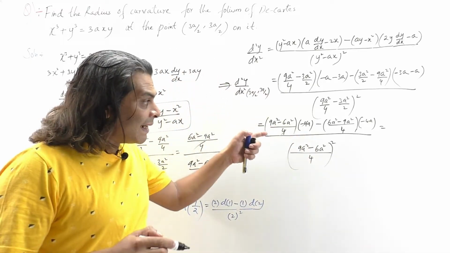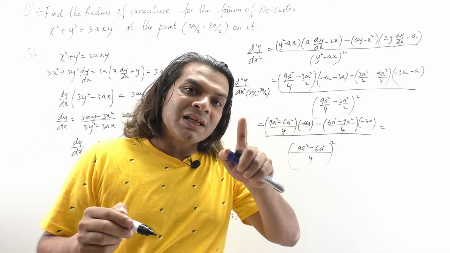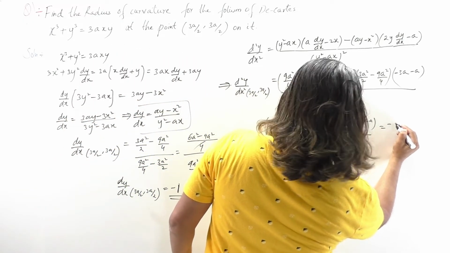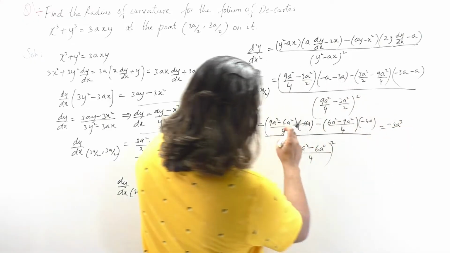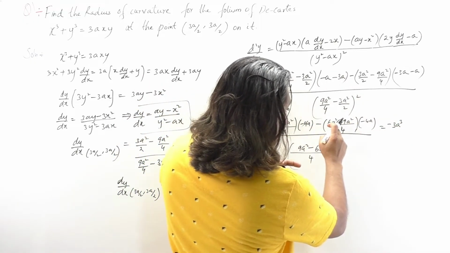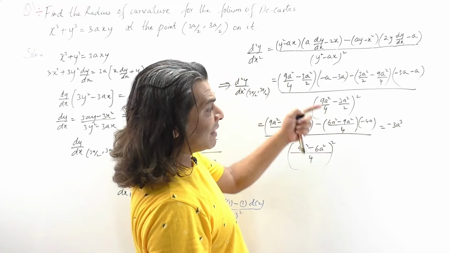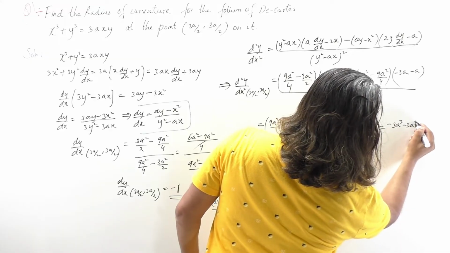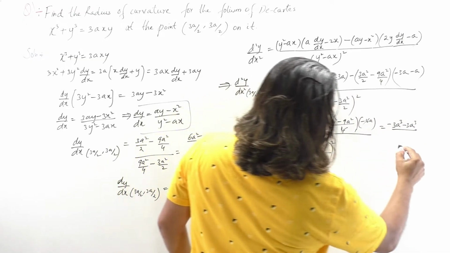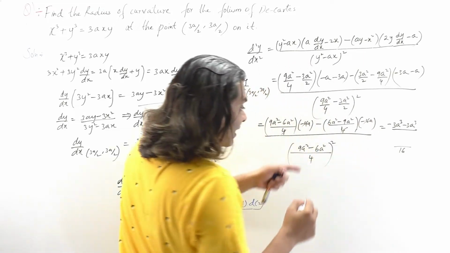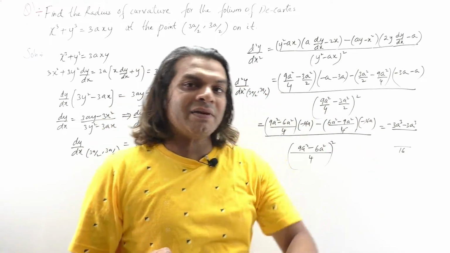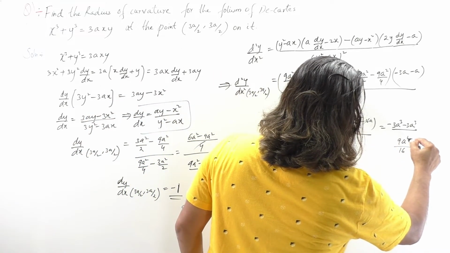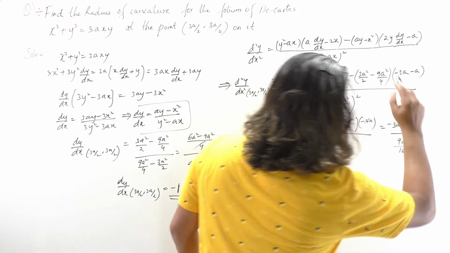Okay, so what is 9a square minus 6a square? It's 3a square. So this will be minus 3a cube. Am I right? Minus 6a square minus 9a square is again minus 3. So again minus, 4 cancels here. Again minus 3a cube divided by, this will be 16, and again 9a square minus 6a square is 3a square. So 3a square squared is 9a raised to 4. This is what we have.